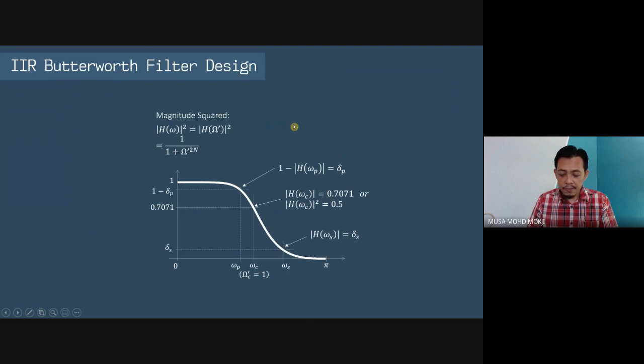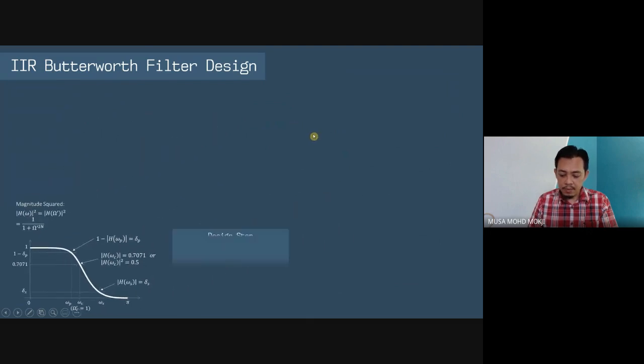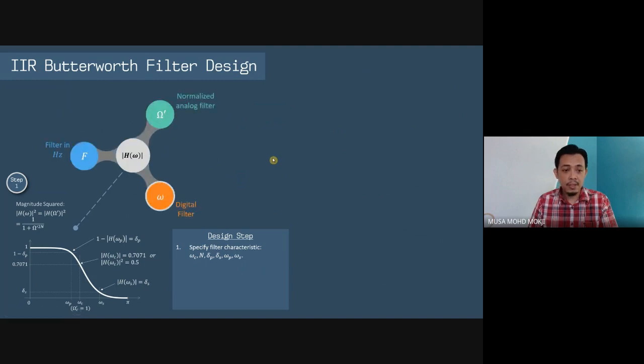Of course, whenever we are designing a filter, the first step is specifying the filter characteristic or specification. In this case, we need to know the cutoff frequency, the filter order, those kinds of things. And then the second step for the IIR filter, because this is converting from an analog filter to a discrete filter, is to do a bilinear transformation.